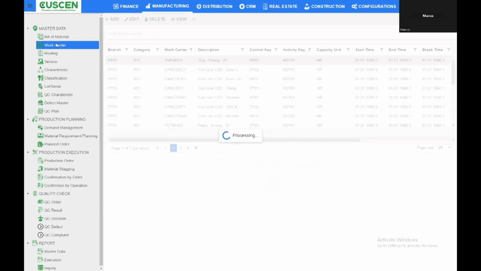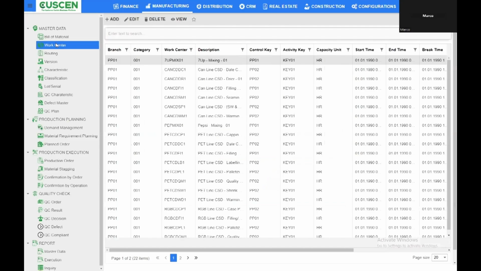Below that, you have the work center, which is a specific location or station within the manufacturing environment where a set of related tasks or operations are performed, and you can assign production capacity based on factory calendar and resource availability.